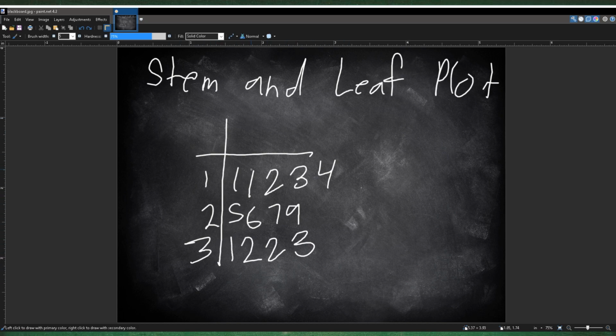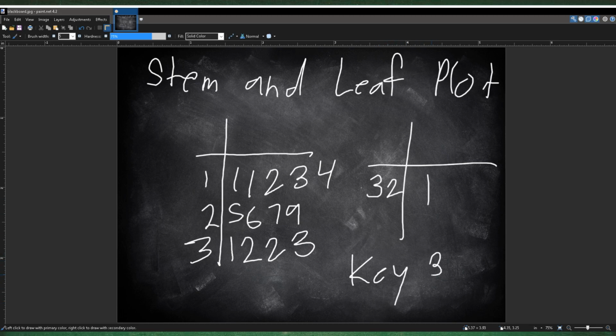It shows individual values, but instead of writing the tens digit multiple times, this is how you're going to write it. If you want to write a hundreds digit, you could just write 32 and 1. And that's why you always need to have a key, because then you can have 32|1 is equal to 321. So you always have to write a key. Usually it's just one value on the right side and some value on the left side.